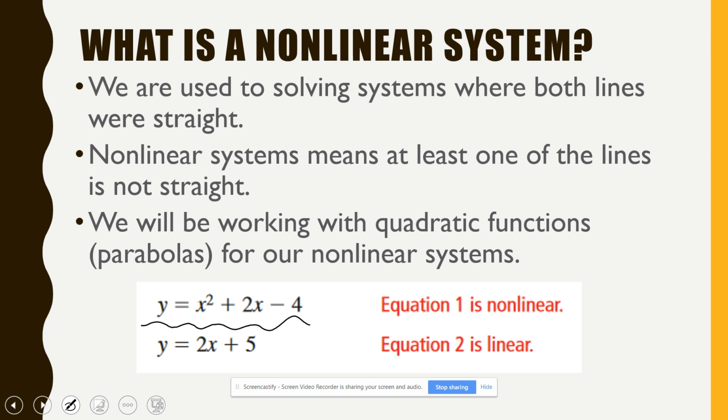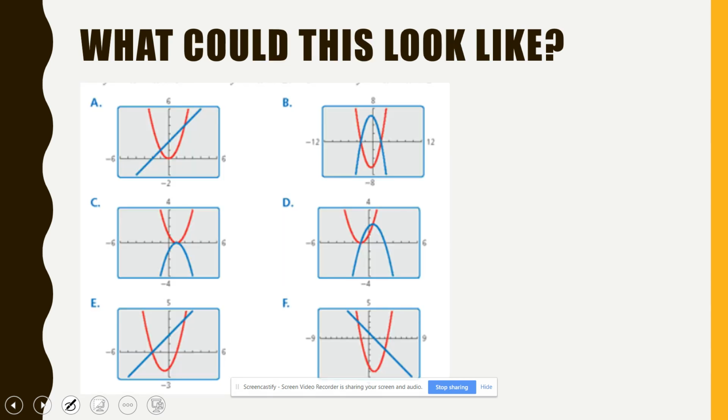Nonlinear systems means that if not both, at least one is not going to be a straight line when we graph it. We're going to be strictly working with quadratic functions or parabolas for our nonlinear systems. So we could have a parabola with a straight line. We could have two parabolas. And these are just some variety of examples of what their intersections, if they have one, could look like.